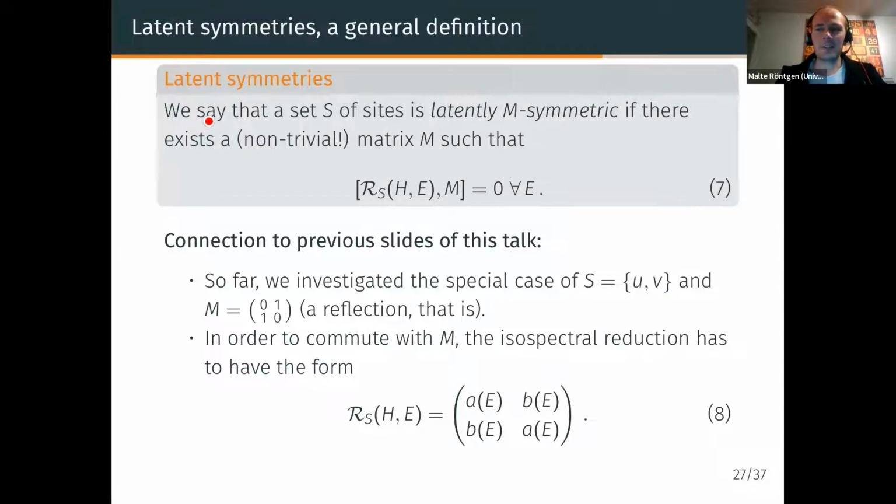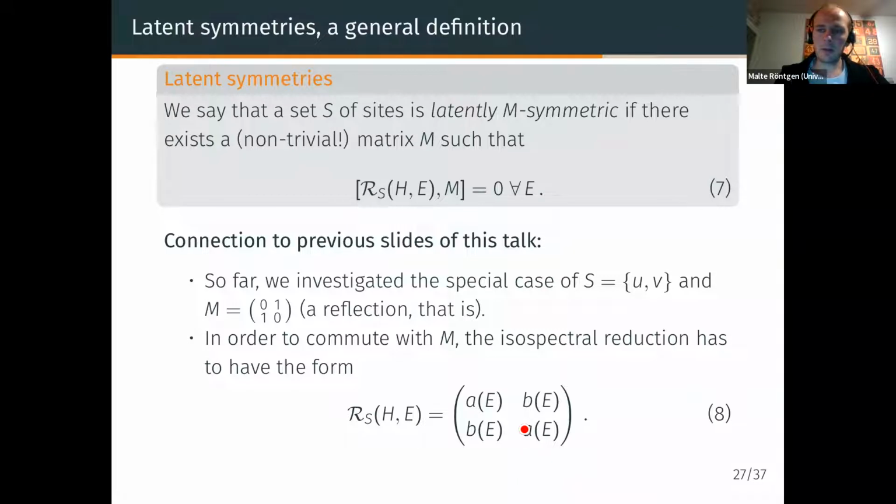Yes, thank you for the question, and Brent, thanks for reading it. Well, you can do this. If your initial Hamiltonian is non-Hermitian, or let's say Hermitian but not real, then you can still define latent symmetry over this equation. The simplest case would be a reflection symmetry, so M equals this permutation matrix. And then I think, just doing it in my head, your isospectral reduction would still have to have this structure.